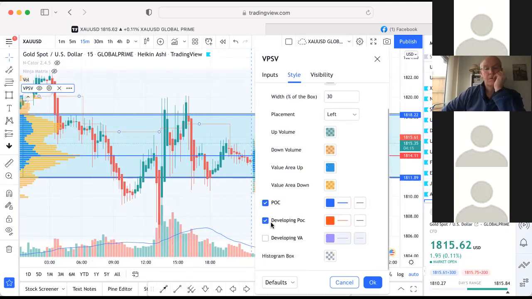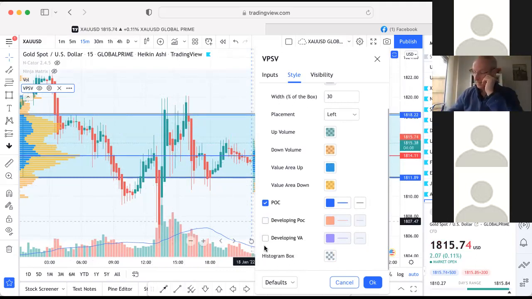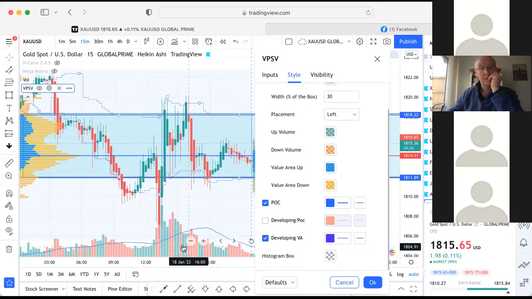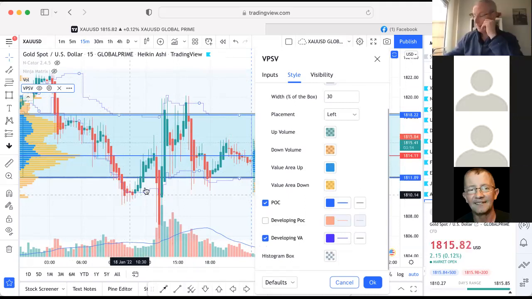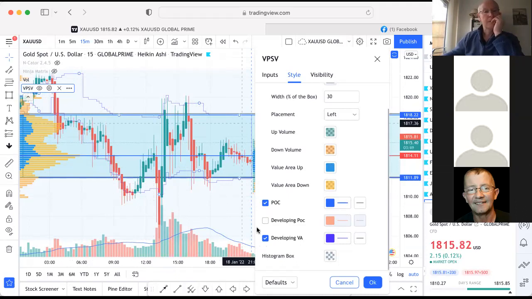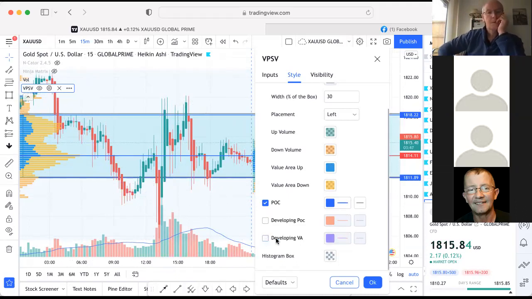And the developing VA refers to the value area, which is this area, and it simply shows how this has changed. You can see the parameters that this is the top of the value area and the bottom is here. So it's gone down and then back up again. I think that's a bit too advanced for me at the minute.